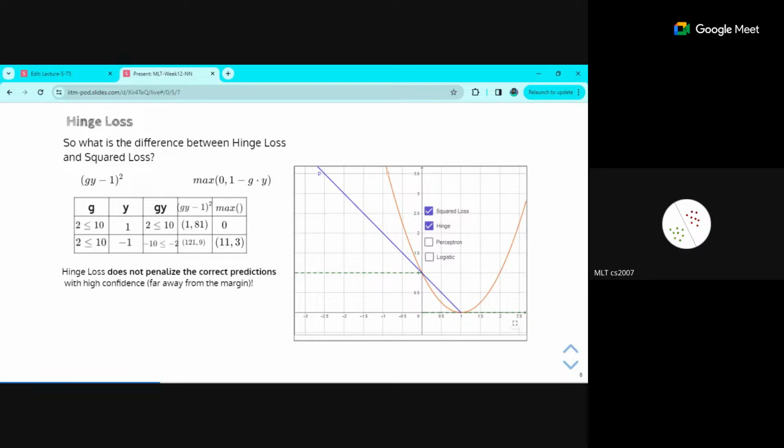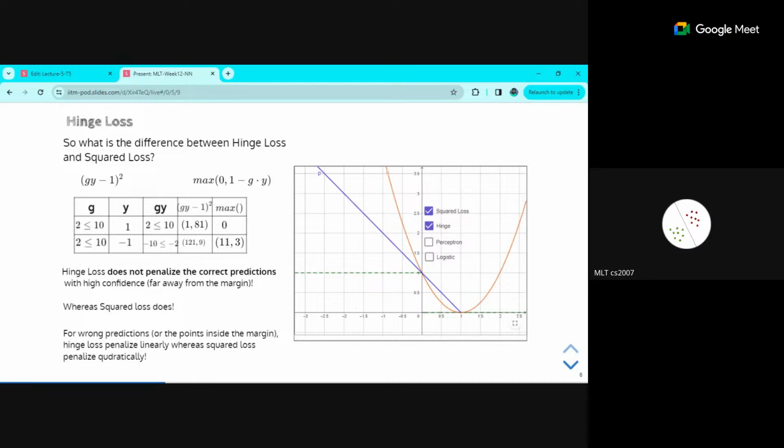Okay, so these are all the points. If your prediction is correct, even with a very high confidence score, which means far away from the margin, then there won't be any gradient update, in the sense the loss value is equal to 0. So that is good. Whereas square loss doesn't do that, it penalizes heavily, even for right prediction.